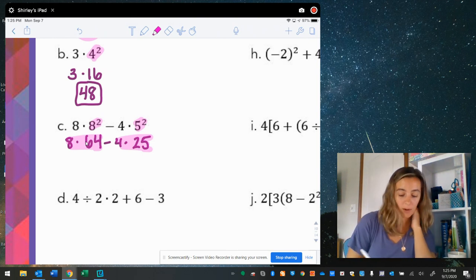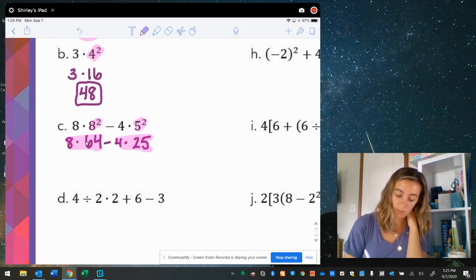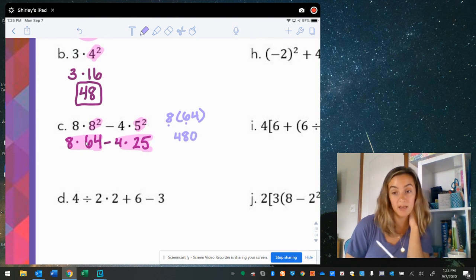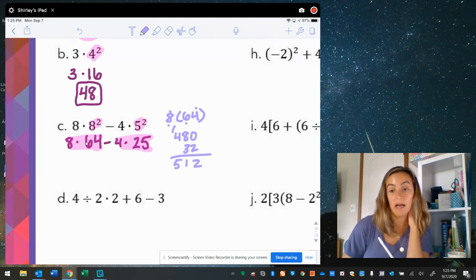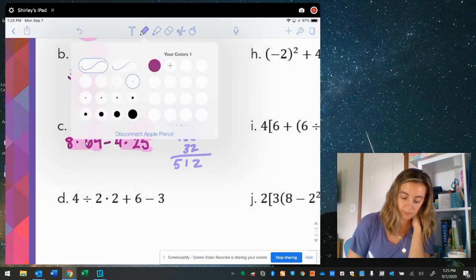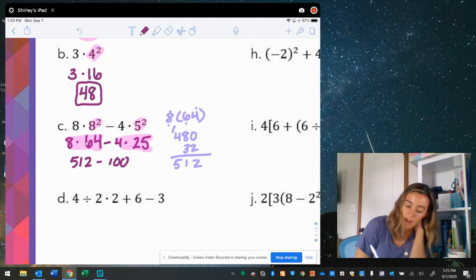So I'm going to do 8 times 64. If you don't know what that is in your head, perfectly okay to go through and do some scratch work. So I'm going to go ahead and multiply 8 times 64. I know 8 times 6 is 48. Add the 0 because it's 60. So then I know 8 times 4 is 32. If I add those together, I get 512. So I get 512 minus 4 times 25 is 100. And then if I subtract those out, I'm going to end up getting 412.